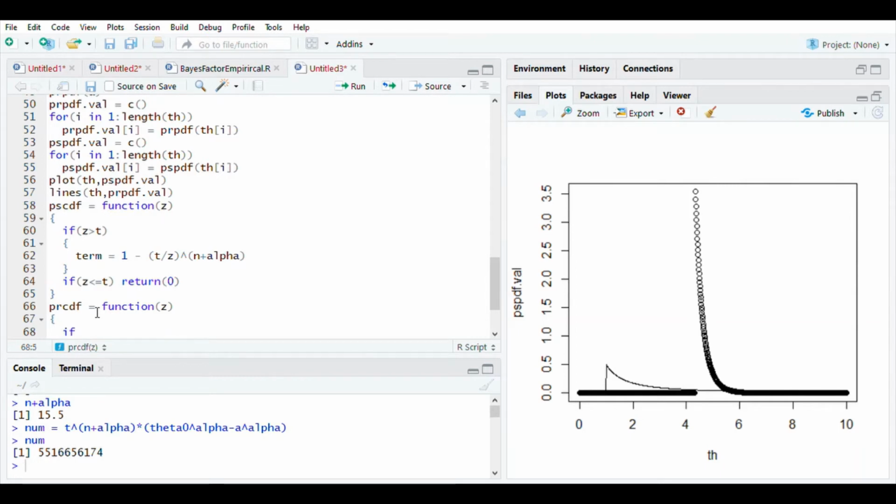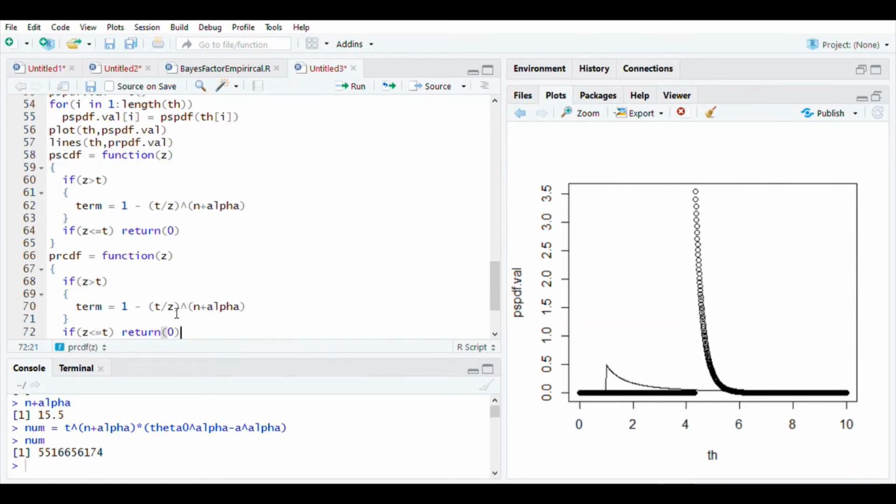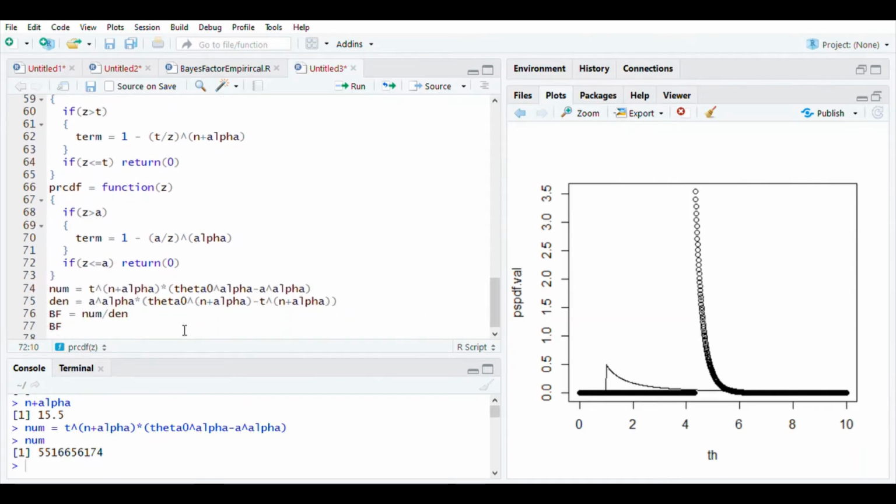So if Z is greater than A, the way we have done here, we can simply copy and paste and change the values. That's it. So let us do that. So what do we get? Instead of t, now I'll have A by theta whole raised to alpha. This will be for Z greater than A, and if Z is less than or equal to A, it should return 0.